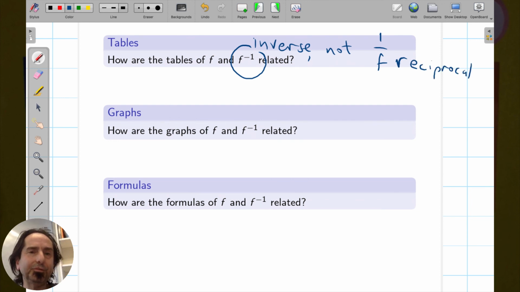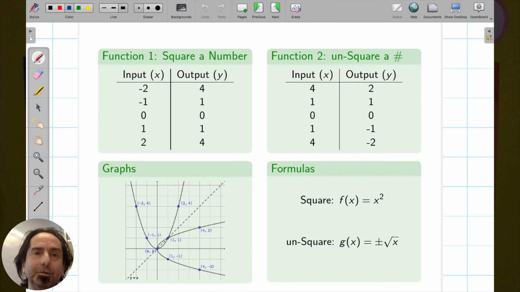So 3 questions you should be able to answer now. If not, go back. If you have a function and its inverse, how are the tables related? How are the graphs related geometrically? And how are the formulas related? There are 3 things to know that become very useful. Let's go to the next slide.